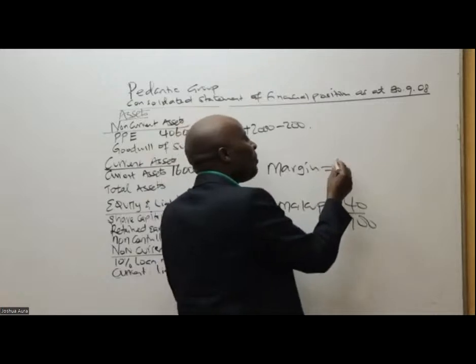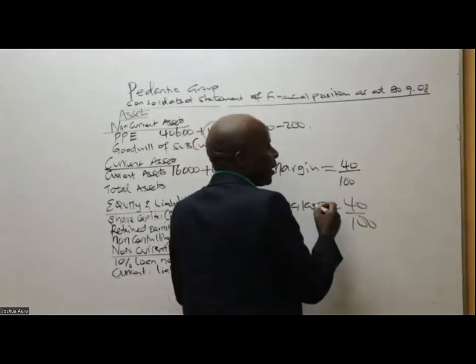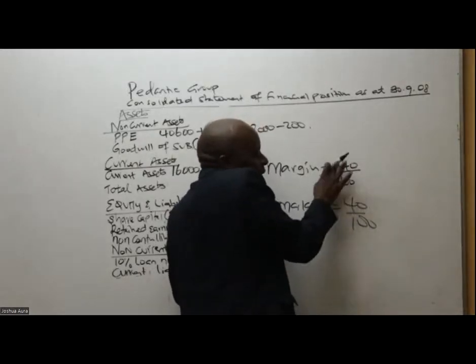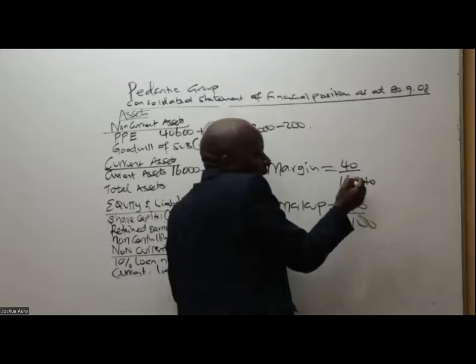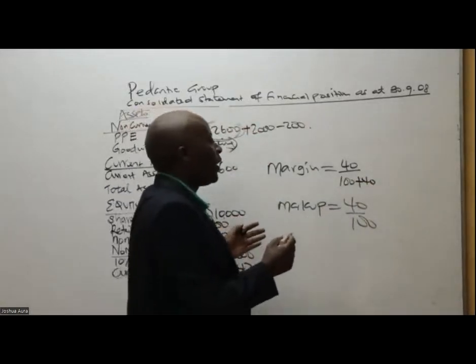So if it has got a bigger base, first of all I copy 40 over 100 there. Then I bring the numerator to increase its base. I say plus 40 here, plus 40 there. So it will be 40 over 140.